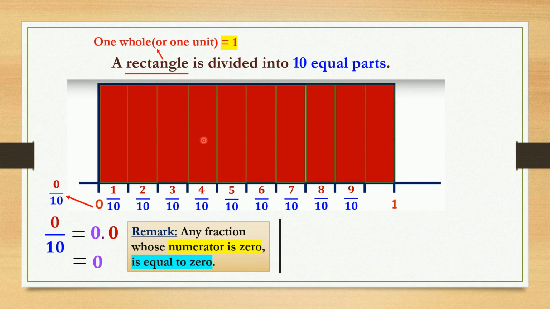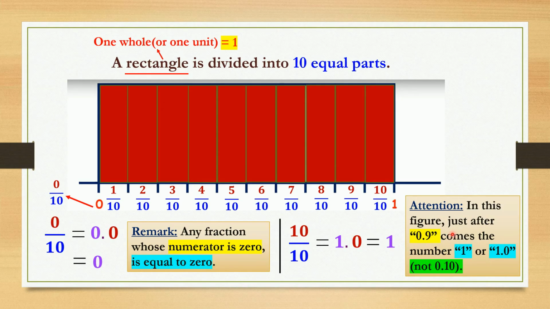Now, if we color 10 pieces out of 10, we obtain the fraction 10/10, which is equal to what actually? Here we notice that we made a whole rectangle. So it's equal to 1 whole rectangle, and how many pieces out of 10 will remain? Of course, 0. 10 over 10 is equal to 1.0, which is actually equal to one whole unit.